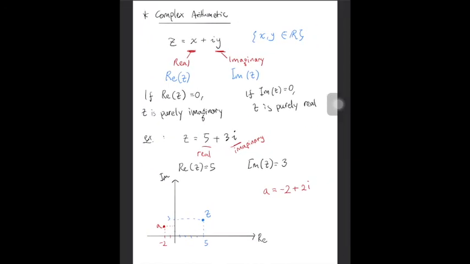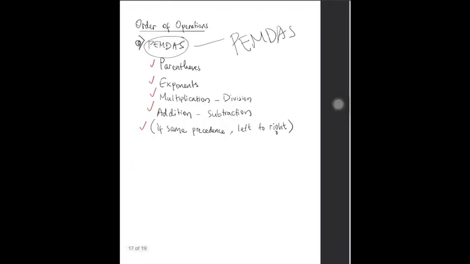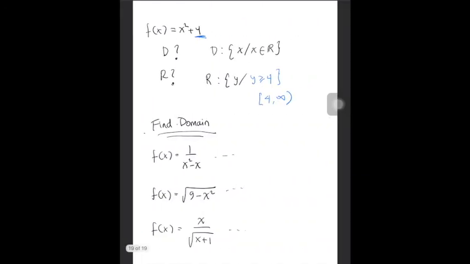So that's for complex arithmetic. We will not discuss beyond this advanced mathematics level; we will just scratch the surface of complex numbers. I hope you get the idea for the complex numbers. Okay, so we dealt with functions, and I'll try to find the domain here. Try to find the domain, and see you in the next class.